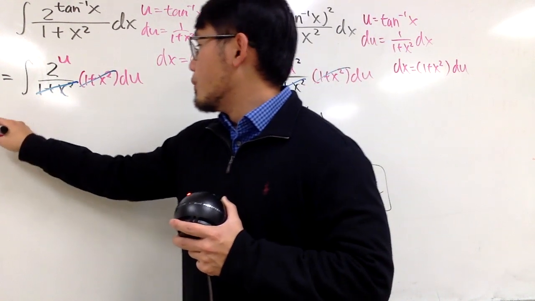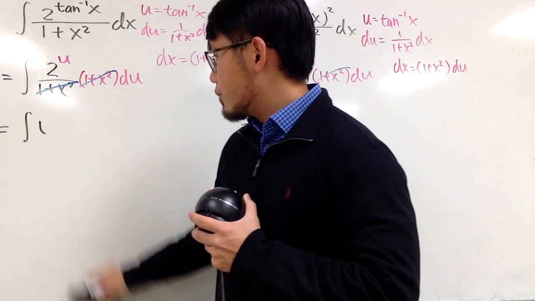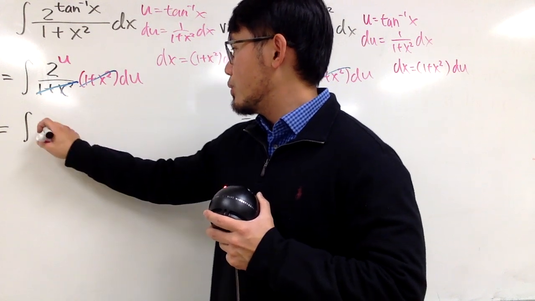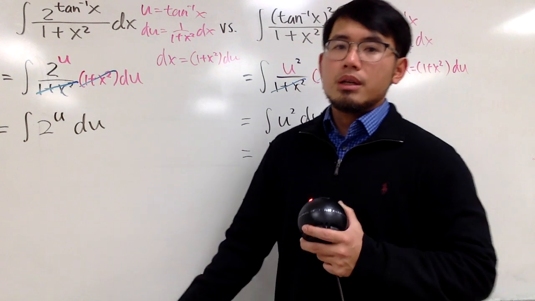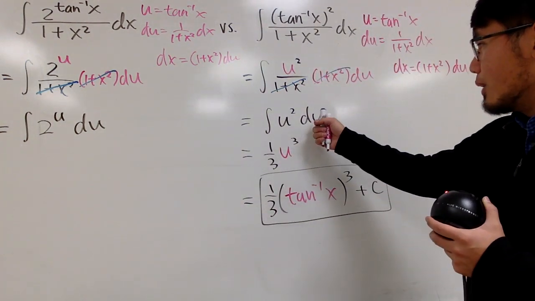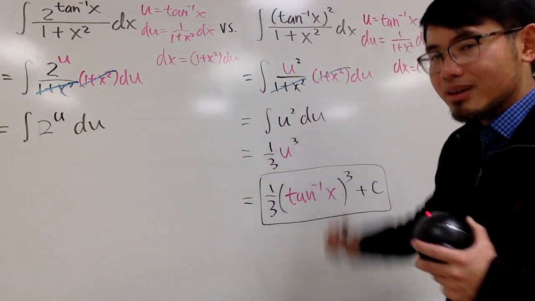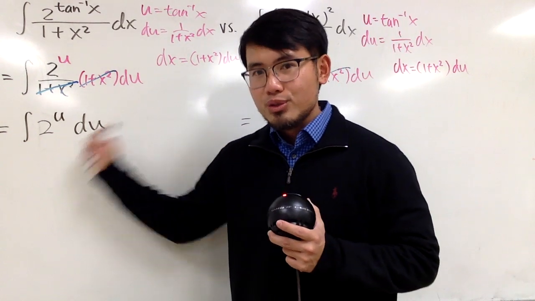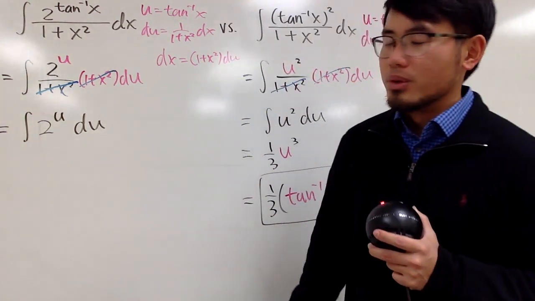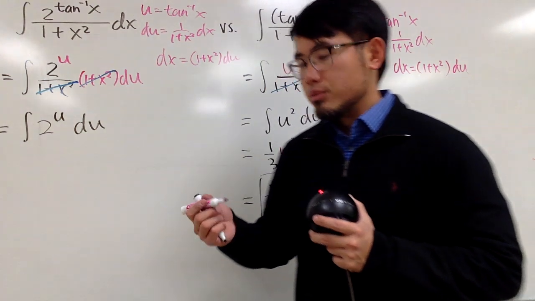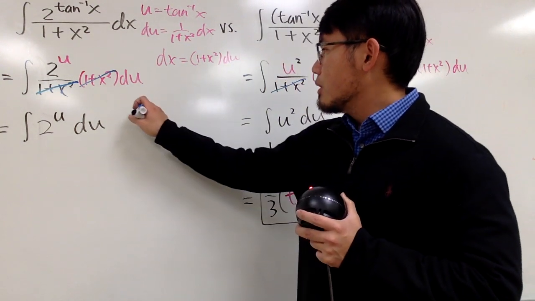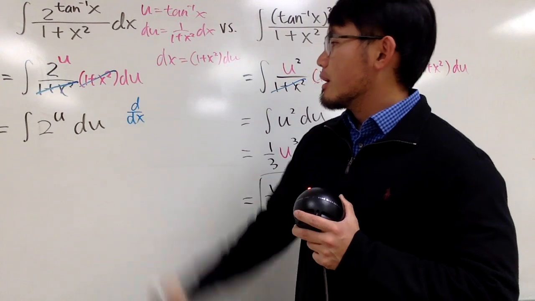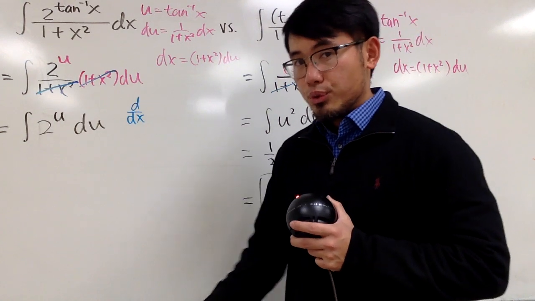Now here's the deal. We have to integrate. This is not u squared anymore. This is 2 to the u power du. So you have to know how to integrate by using the power rule, and now this is the exponential version, exponential rule. So here is what you have to remember. Perhaps I'll put this down right here in blue for you guys. Remember, yes, e to the u is easy, but 2 to the u, you do the following.